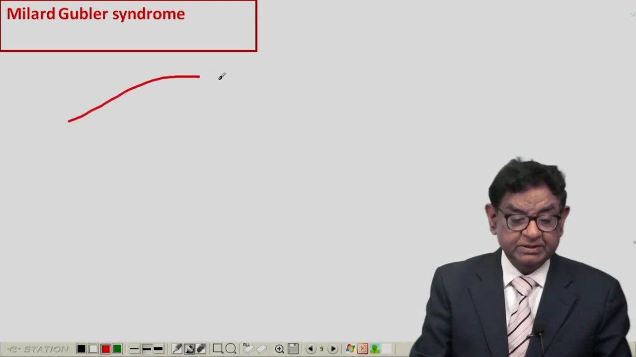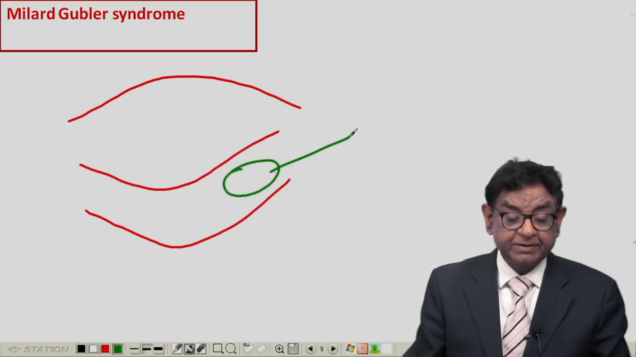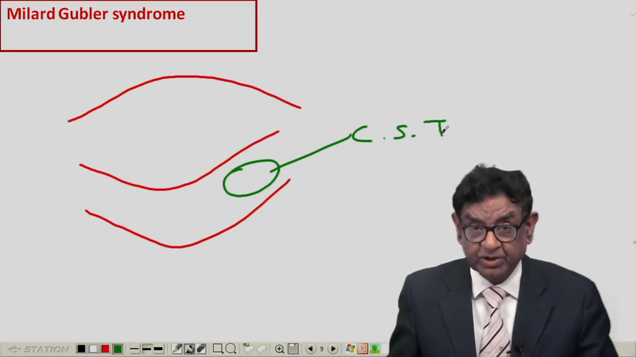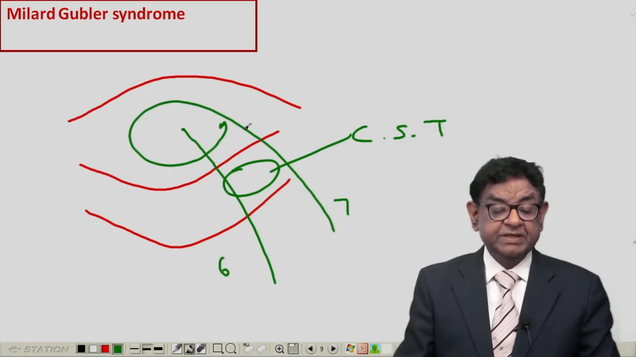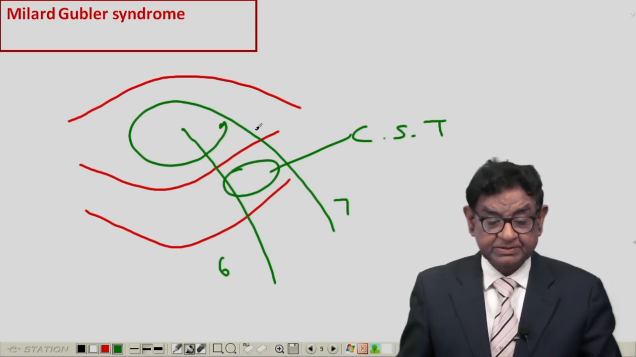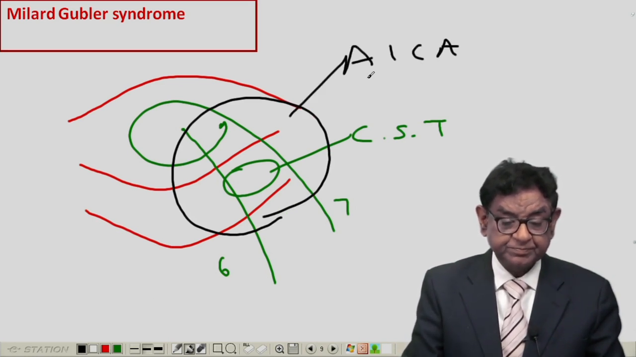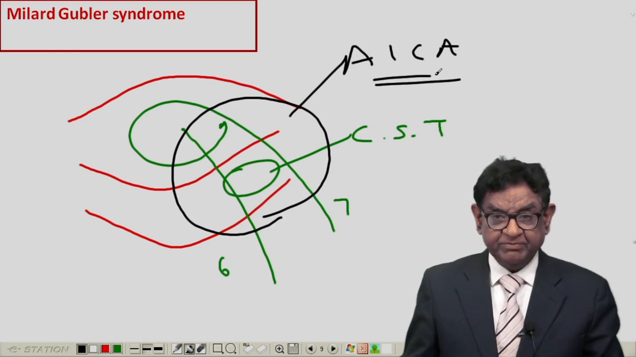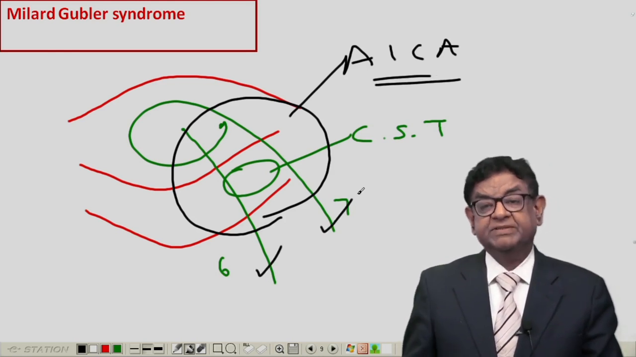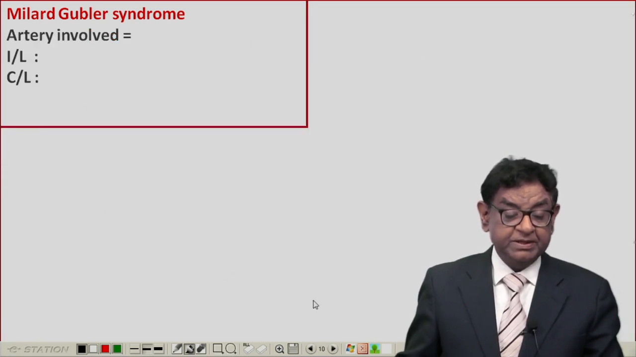about the anatomy of the pons. This is the pons. Here is the corticospinal tract, which contains motor fibers, the pyramidal tract, and here is the sixth nerve, and here is the seventh nerve. The seventh nerve revolves around the sixth nerve nucleus. Now this part of the brain is supplied by a branch of the anterior inferior cerebellar artery. If this branch is involved, how will the patient manifest? Ipsilateral sixth and seventh nerve palsy, and there will be contralateral hemiplegia, and this is known as Millard-Gubler syndrome.